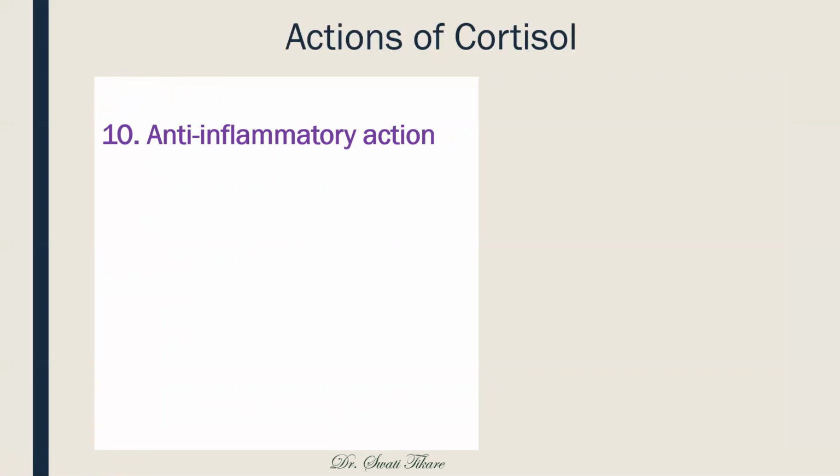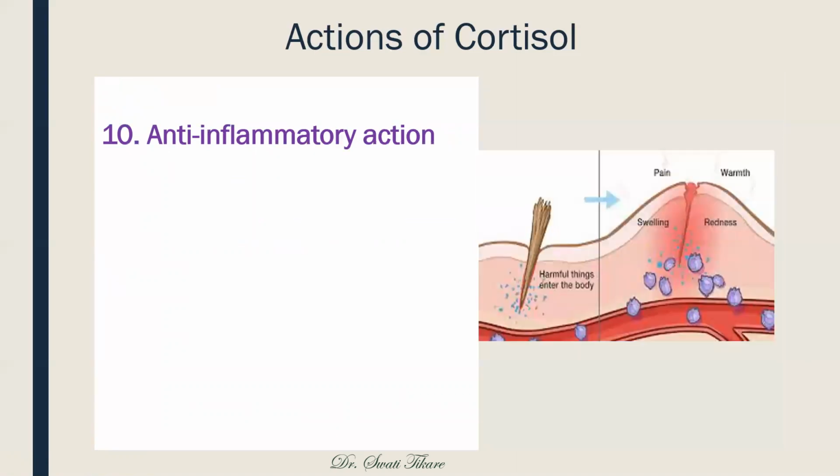Coming to the anti-inflammatory action. Okay, so before we go to anti-inflammatory action, you probably need to know what is inflammation. What is inflammation? Whenever the body is exposed to some harmful physical harm, there is a response from the body. That response itself is inflammation. So what is there in the response? See, there is a pin or something getting stuck over the skin over here, entering the body. The body responds. How does it respond? There is a swelling, there is a redness, there is pain and warmth. Okay, these are the four cardinal signs of inflammation.